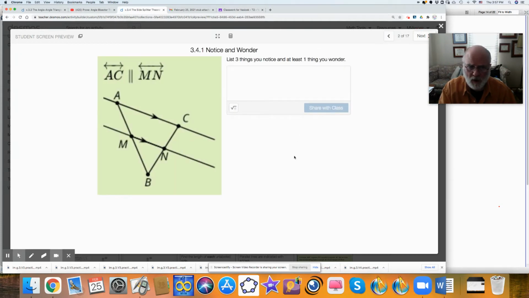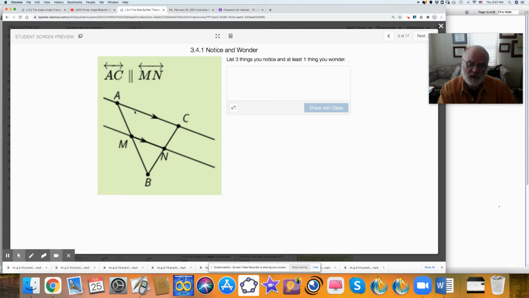So the first thing is to notice and wonder. Some of the students have said they notice that there are some arrows here. They notice that these two lines are parallel, AC and MN. MN is a shorter segment than AC because they both connect at B. Some people have said, I notice a triangle and a trapezoid. Some people noticed that they have two triangles here, a small one and a large one. They notice that these railroad tracks mean that the lines are parallel. And when you write the symbols, you have arrowheads on the tops of these to indicate that they're parallel lines.